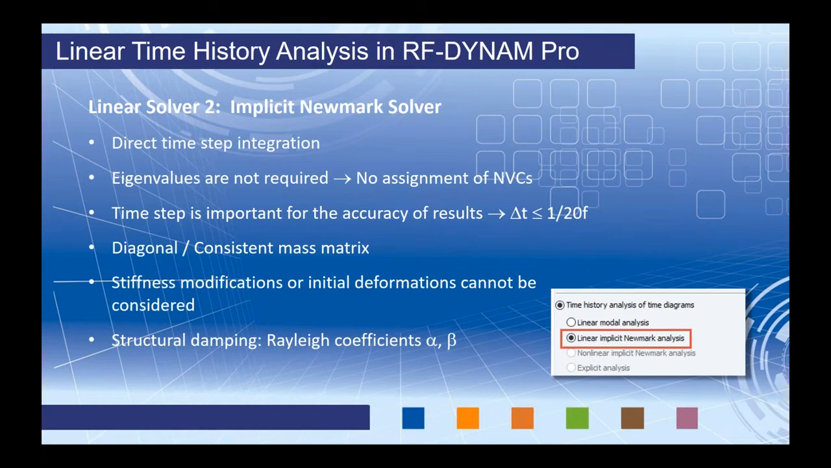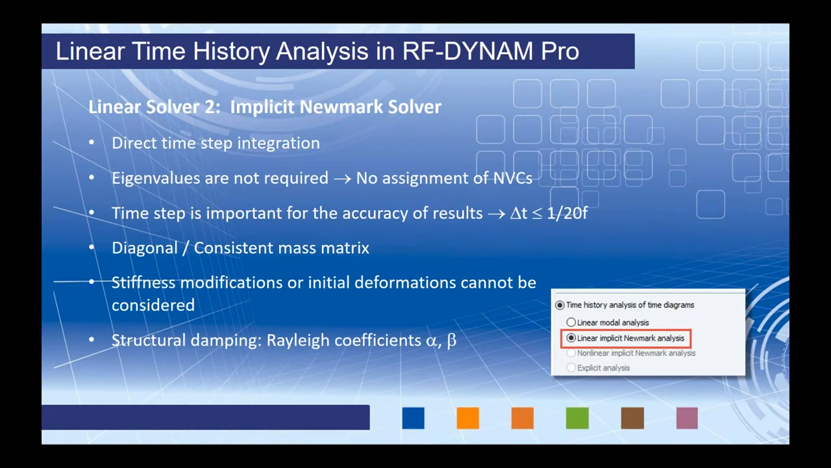The second linear solver is the implicit Newmark solver. This is a direct time step integration. Therefore, eigenvalues are not even required. There's absolutely no assignment of the natural vibration case. You don't even have to run a natural vibration analysis in order to move forward with this particular solver.